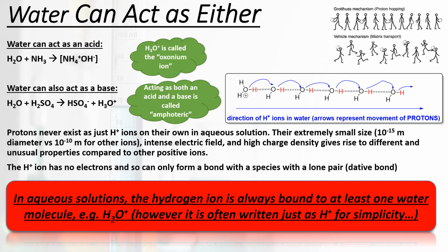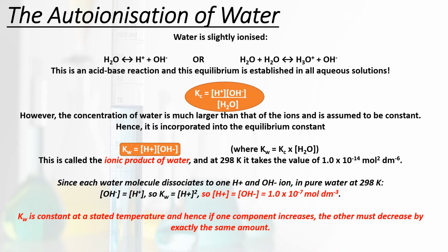And so in aqueous solutions, the hydrogen ion is always bound to at least one water molecule, for example, H3O+. However, in equations, quite often it's just written as H+ for simplicity, but it's important to realise that it never actually exists as H+ on its own. So water is actually slightly ionised, slightly dissociates. If we have H2O, we can write an equilibrium reaction where it dissociates into H+ and OH- ions.